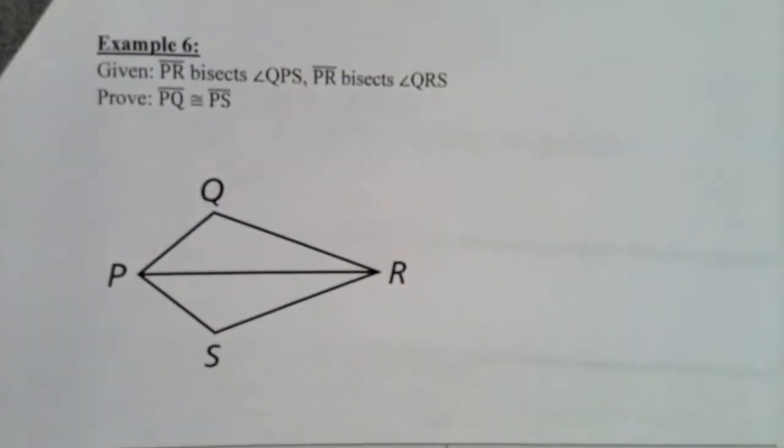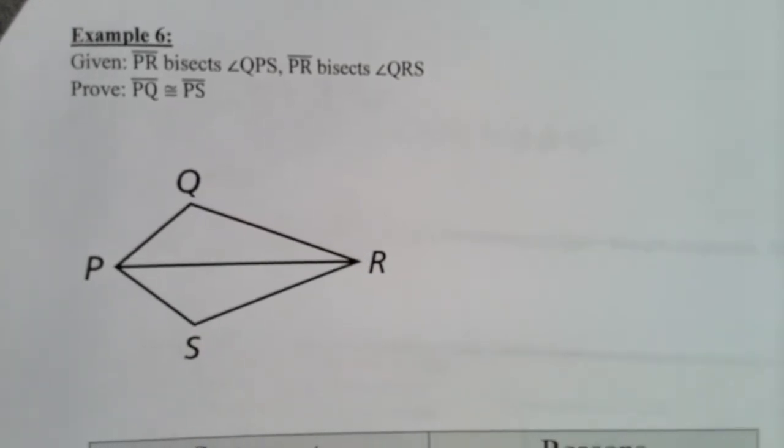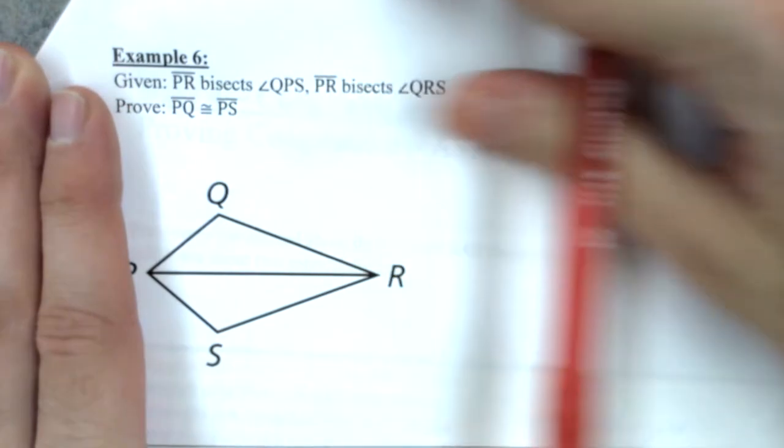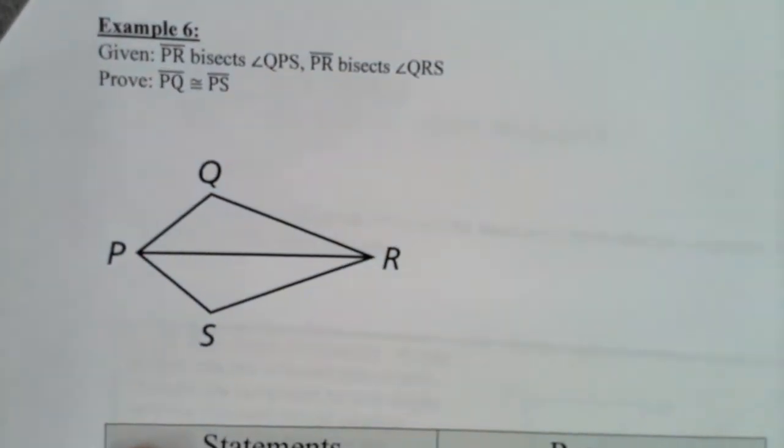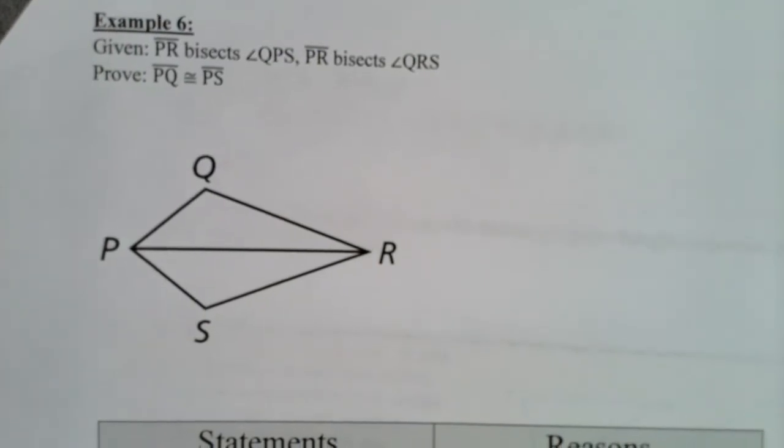One more example. PR bisects angle QPS and PR bisects angle QRS. Prove that segment PQ is congruent to segment PS. So we're going to do the same process. You have to first prove the two triangles are congruent, and then you can say that segment PQ is congruent to segment PS because corresponding parts of congruent triangles are congruent, CPCTC.